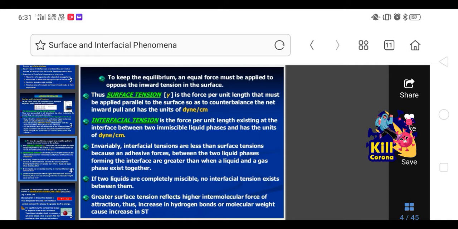And what is interfacial tension? That is the force per unit length existing at the interface between two immiscible liquids. Remember this: in surface tension, there is one surface, and here in interfacial tension, there are two immiscible liquids. And the units remain the same for both. Okay.